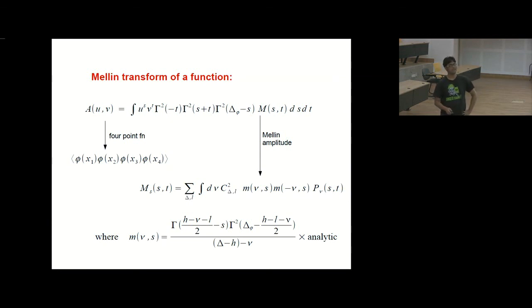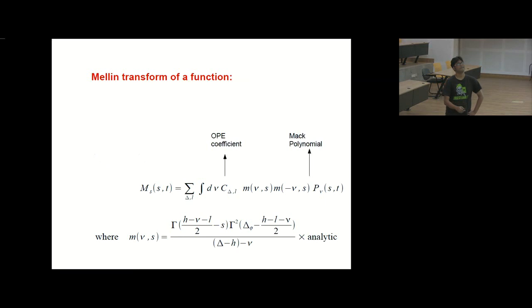So you see there is an integral over nu. Please don't confuse this v and this nu. There is an integral over nu here, and this m nu and m minus nu, I might call the spectral function, just for convenience. In this Mellin amplitude, this C delta L that appears are the OPE coefficients, and this P that appears are called the Mack polynomials.